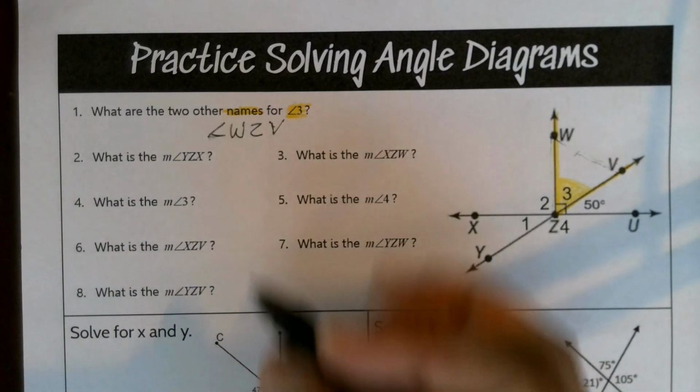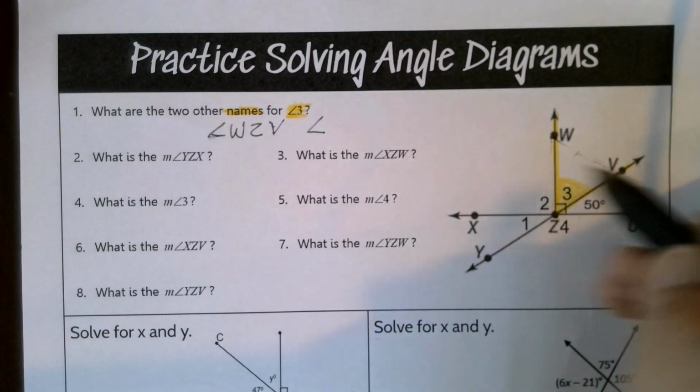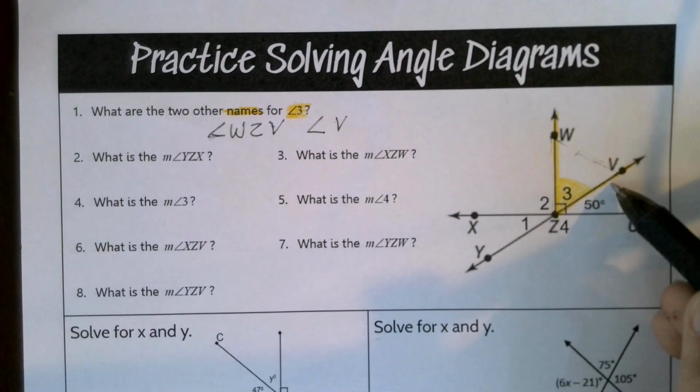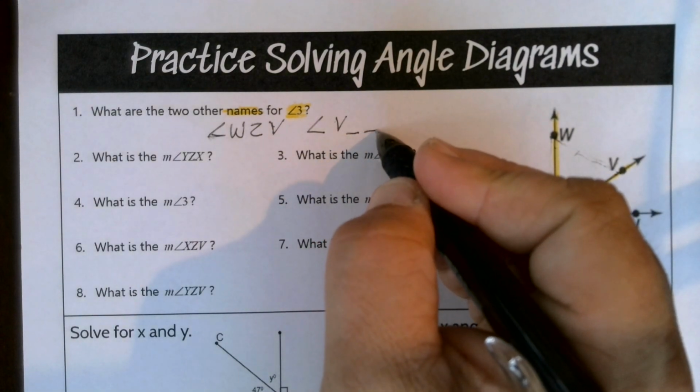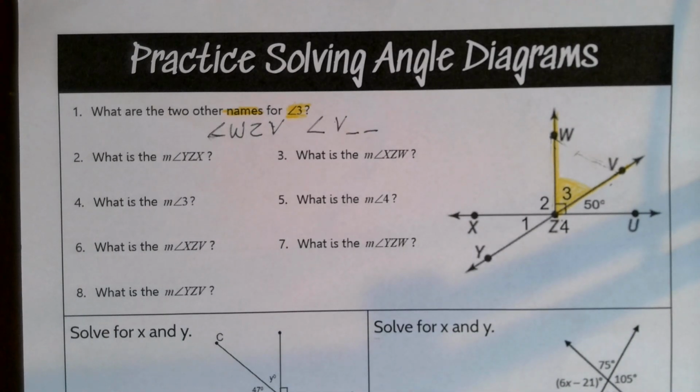Another name would be, if I start with V, what would the letters be that come next? I bet that you can finish that. V, and then 2 more letters. Tell me what those would be.